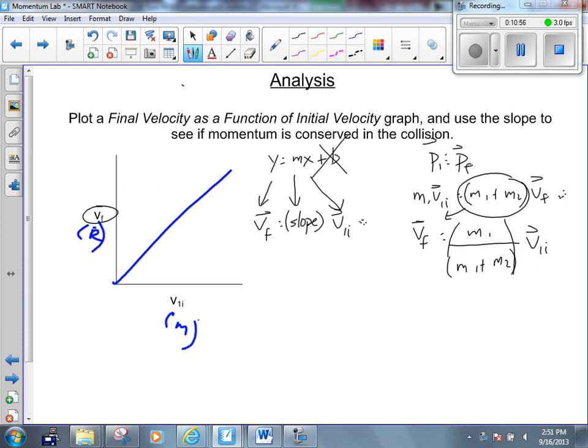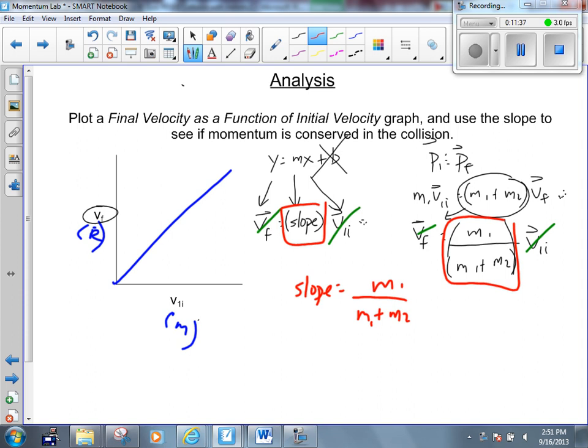Now, this is not the hardest part of this, but it's the crux of it here. I'm going to cross off things that appear in my graph equation, vf is equal to the slope times vi, and that appear in my pi equals pf equation. So cross off things that appear in both. vf appears in both. vi appears in both. Well, we can't cross off the slope because it doesn't appear in both. We can't cross off m1 plus m2 because it doesn't appear in both. What have we just learned? The slope of this graph is m1 over m1 plus m2.